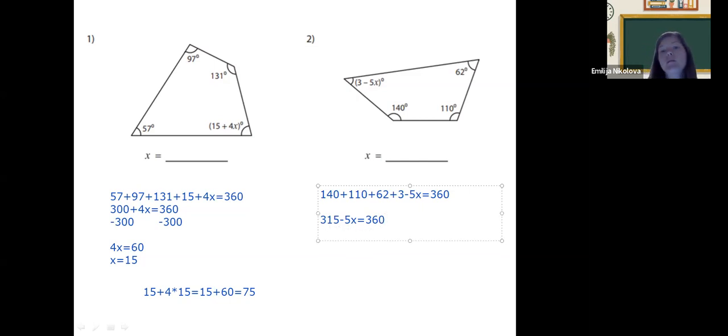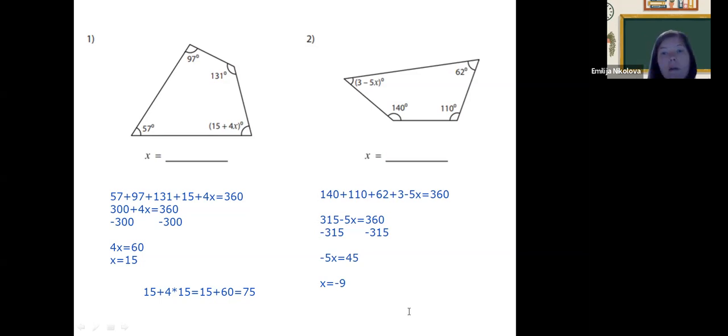So now we need to subtract 315 on both sides in order to have minus 5x alone. So we will have minus 315 on this side, and on the other side the same. This one can be eliminated. On this side, we will have minus 5x equals 360 minus 315, that's 45. We can divide by minus 5 on both sides, and we get that x equals minus 9.